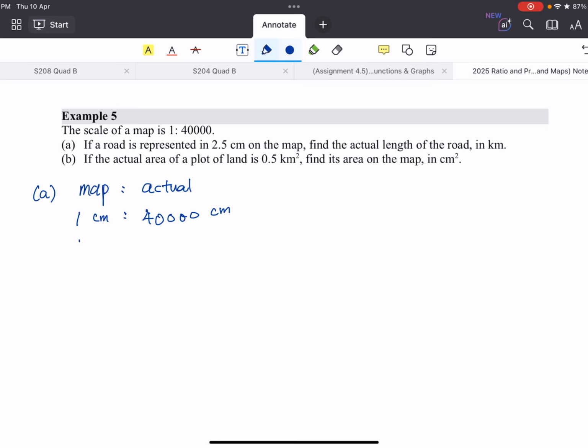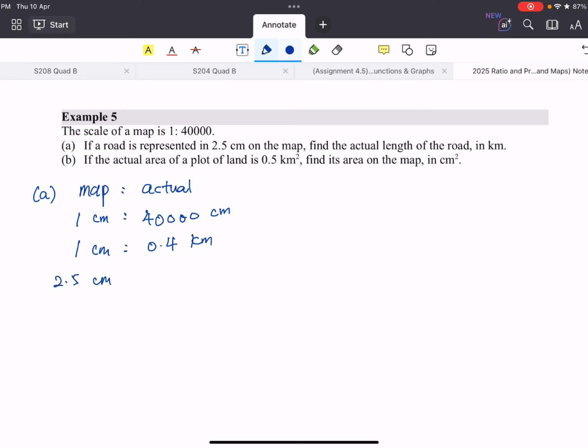Okay, now the result we want in kilometers, so we got to change the units. So this will be 400 meters, so 0.4 kilometers, right? So 2.5 centimeter I just multiply by 2.5, so 2.5 times 0.4 is 1 kilometer. So answer for part A, therefore, actual length is actually 1 kilometer.